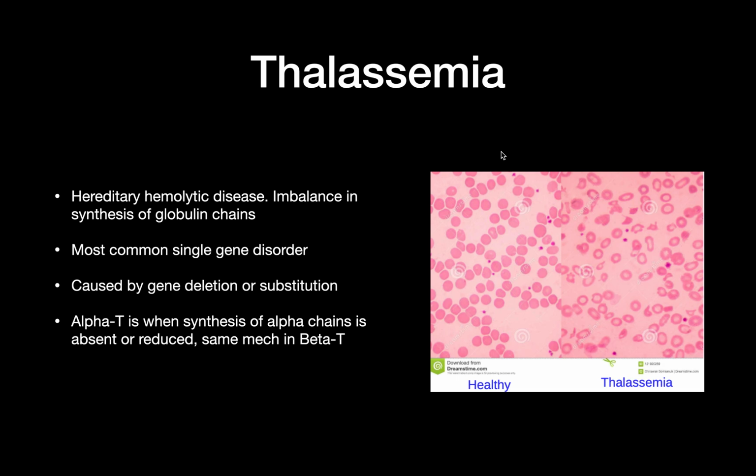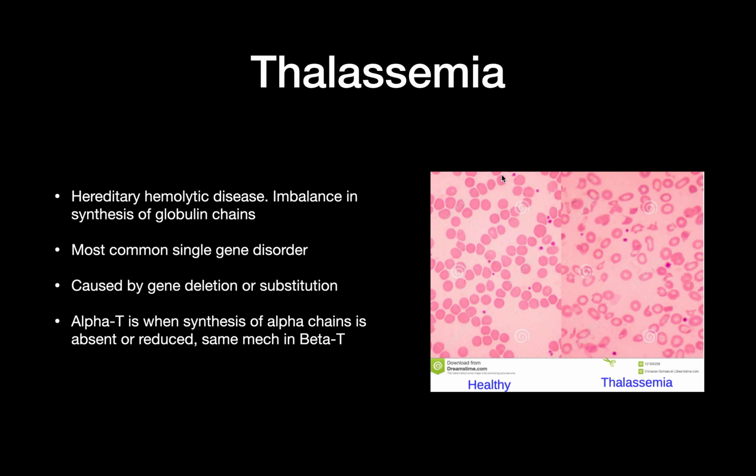Thalassemia is a hereditary hemolytic disease, and it is characterized by an imbalance in the synthesis of globulin chains. So they are the most common single gene disorder. There's a variety of mutations. It could be a gene deletion, a substitution, or a deletion of only one nucleotide in the DNA. Alpha-thalassemia is when the synthesis of the alpha chain is absent or reduced, and the same goes for beta-thalassemia. The synthesis of the beta chains will be absent or reduced.